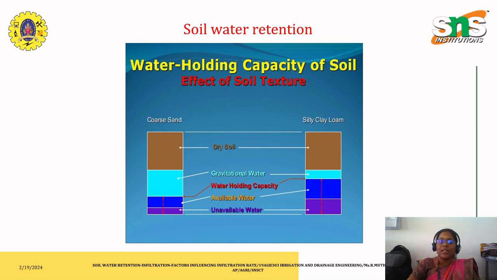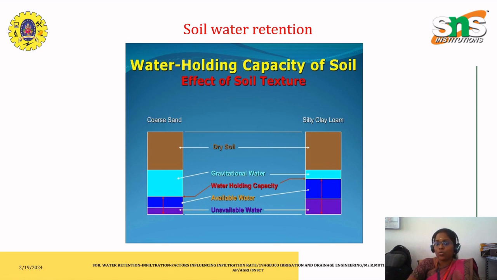Usually, the dry soil, the gravitational water holding capacity, unavailable water and available water are the same for both kinds of soil, but only the availability varies due to the size of the pore. This is what I have shown here. For coarse sand, the holding capacity is more compared to clay because there is a reduced size in pores, which makes it unable to be utilized for the growth of a crop.